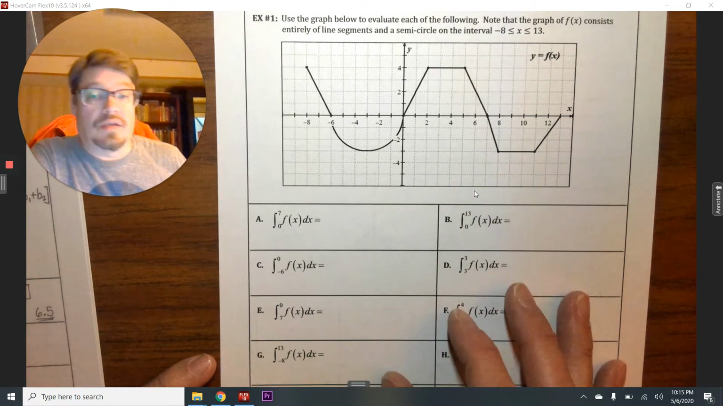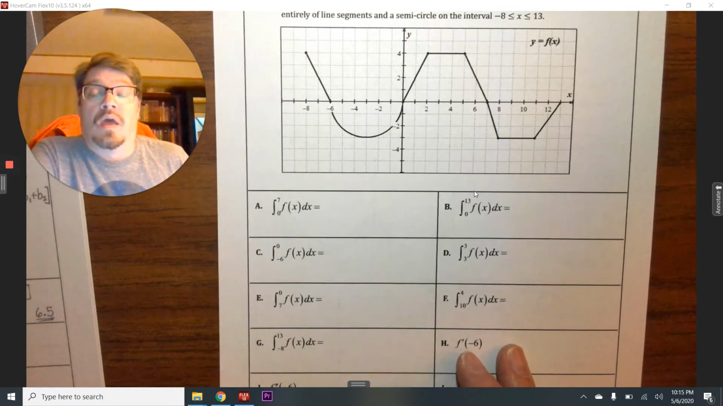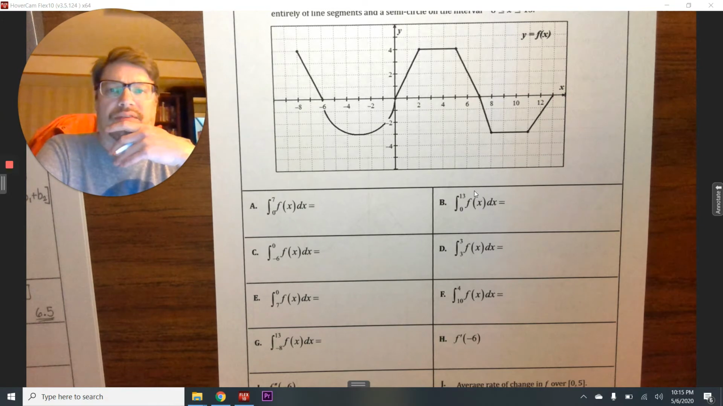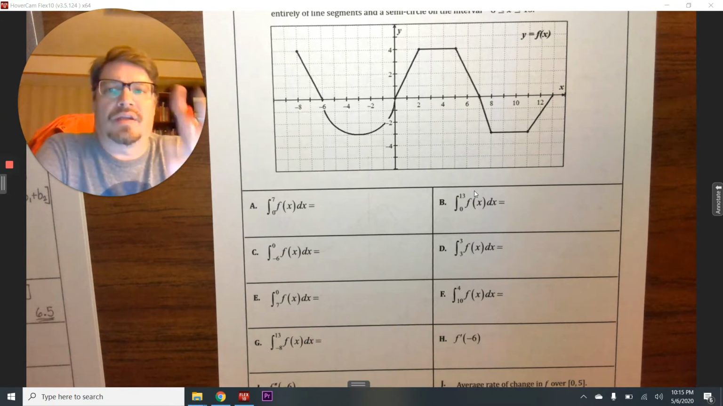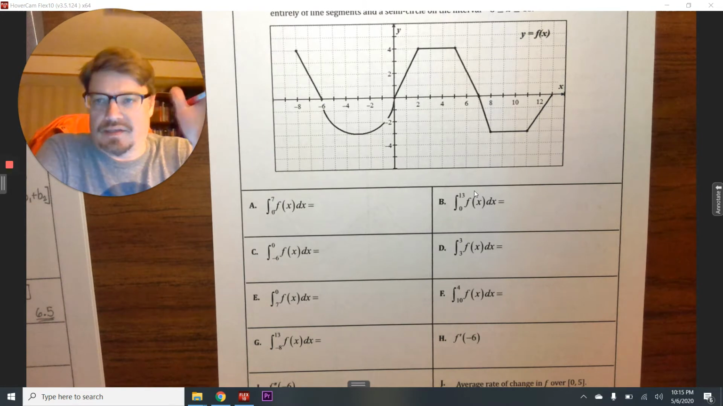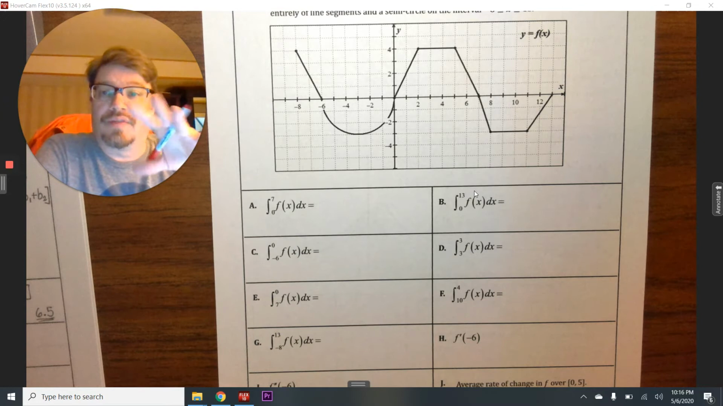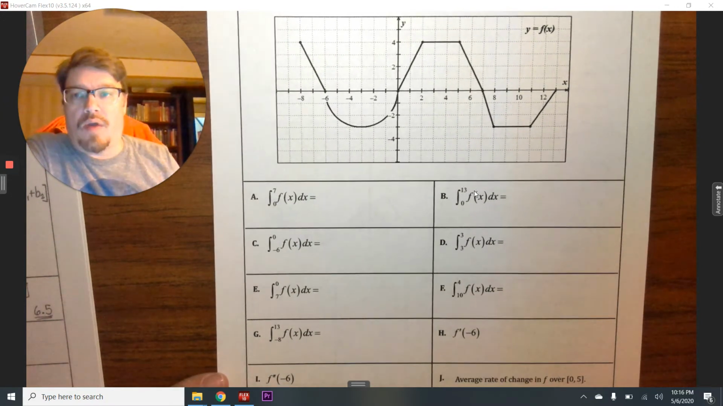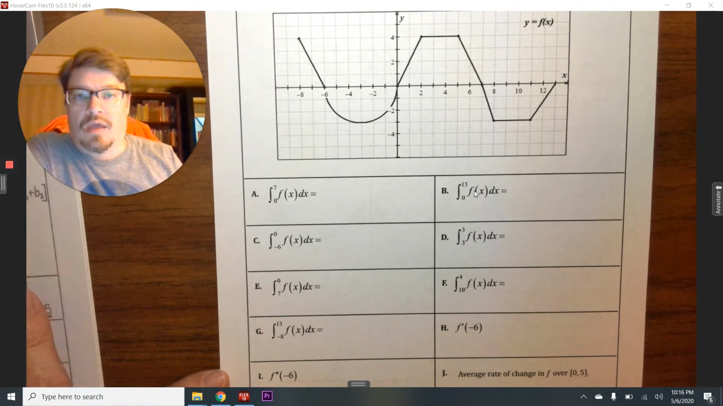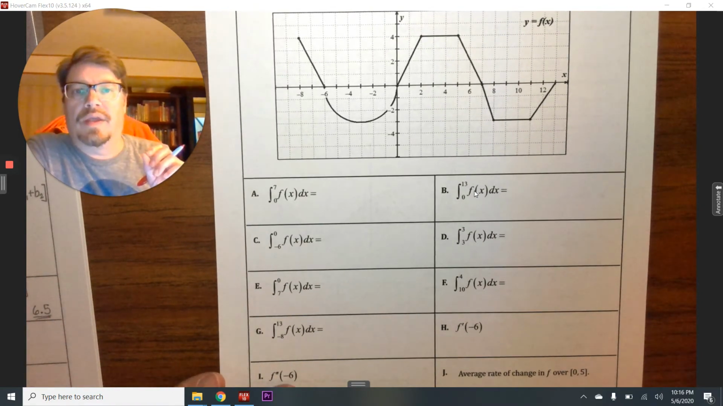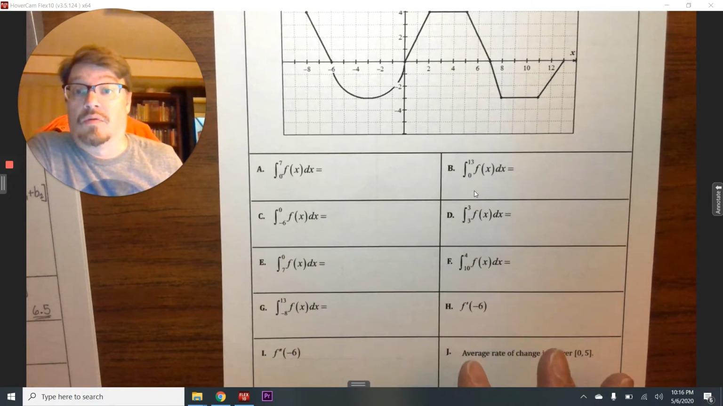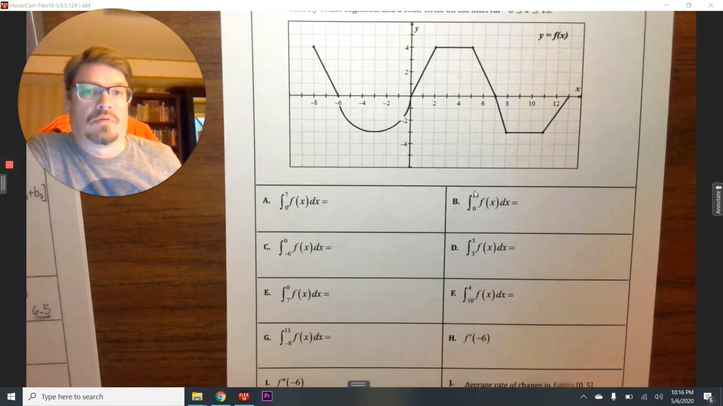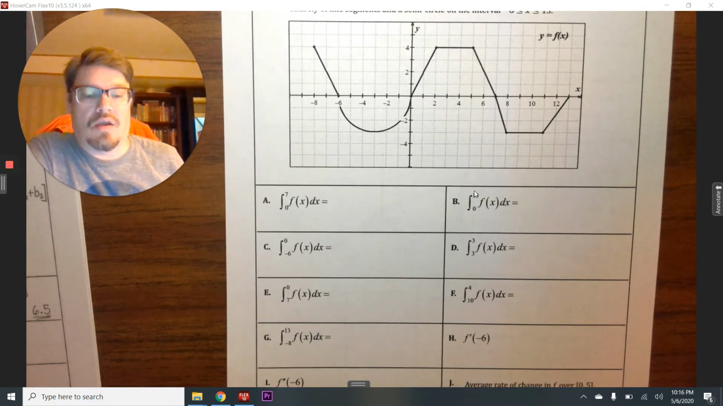So what I would like you to do is calculate these areas on your own. I'm not even going to discuss them, except for the one that I'm sure is kind of an element of confusion. So why don't you go ahead and pause this, and then calculate them.